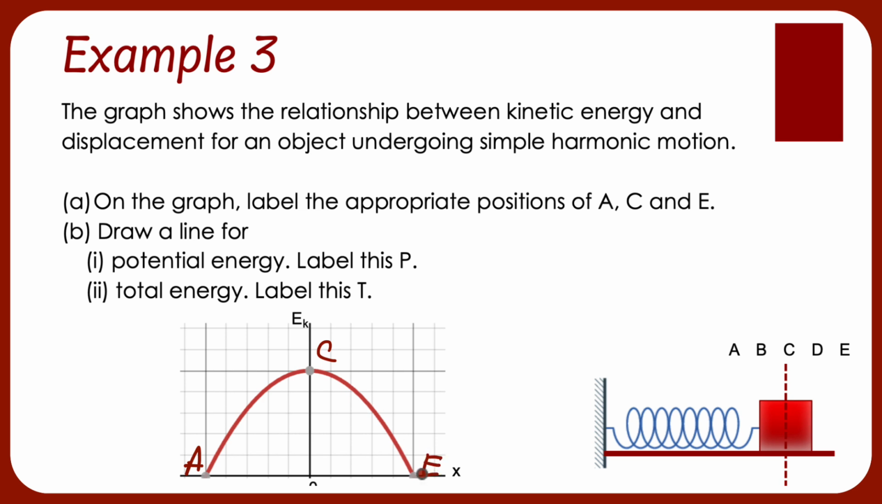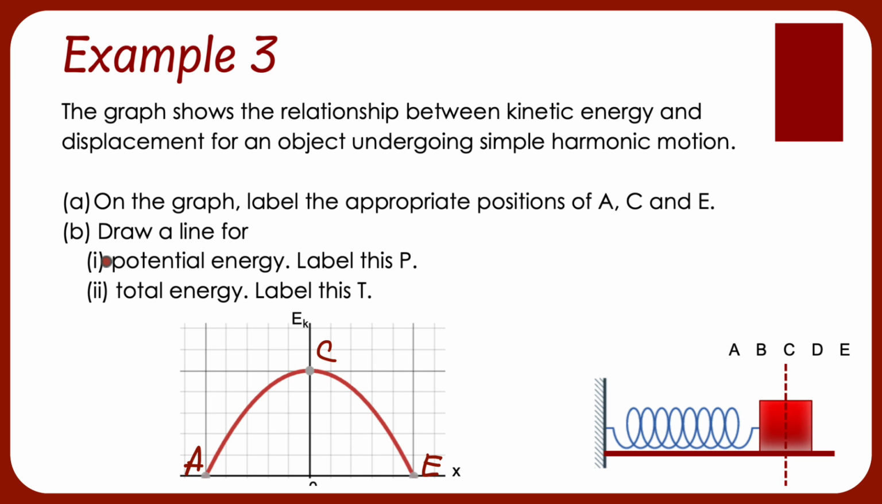And what will happen after it gets to E? It's just going to go back. And kinetic energy will increase till C and back to A. So there is no second line for saying, am I going to the left or am I going to the right? It's all just this graph. So now we've done A. We've labeled the appropriate positions of A, C, and E.